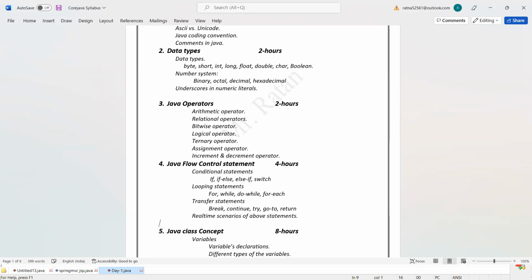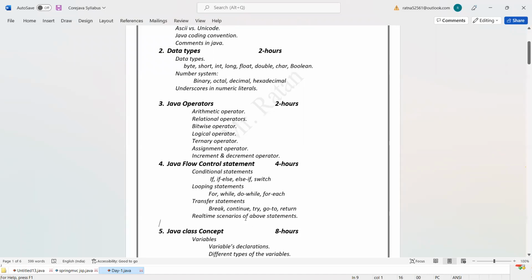Break and continue, and the real-time scenarios are above these statements. Because in real time, which scenario we have to use which one is important, right? I will tell you in real time which scenario we have to use a for loop, which scenario a for each loop, which scenario a while loop and a do while loop. Knowing the syntax is different, and it depends on the scenario and how the corresponding data is taken.